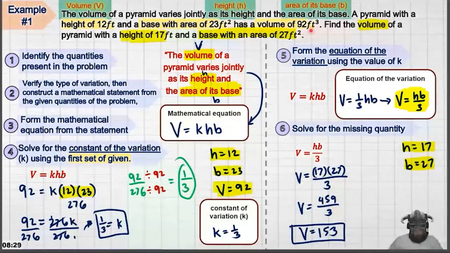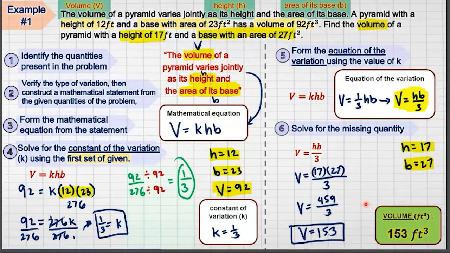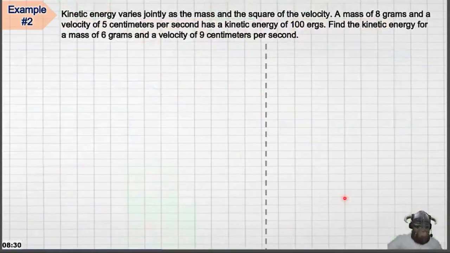So ang unit ng volume, makikita mo siya dun pa lang sa first set of given. So here, volume of 92 feet cube. So ang unit ng volume natin ay cube. So the answer will be, the unit of our volume is feet cube. So the answer will be 153 feet cube. Yan. So that's the first example, 'di ba? Same type of or same steps lang yung ginagamit, nagkakaiba-iba lang nung magiging values kasi nga iba na yung type of variation natin. Sige, let's try to have another example.